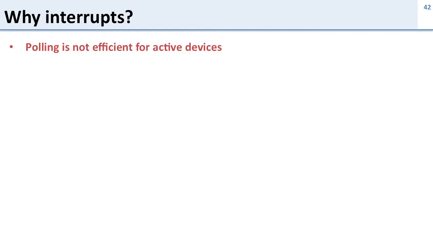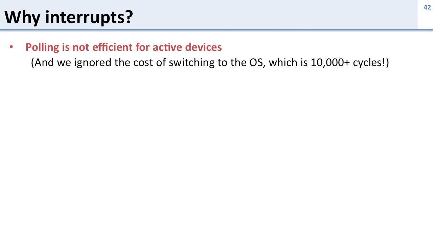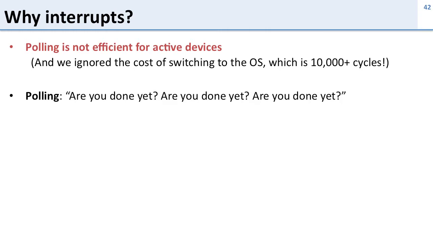So why interrupts? The reason to do interrupts is because polling is not very efficient for devices that transfer a lot of data. And we should also note that in the previous example, we assumed it was free to switch between a program and the operating system, when in reality it takes a lot of cycles to do that. So those results were very optimistic. Polling is where you say, are you done yet? Are you done yet? Over and over again until the device is done.